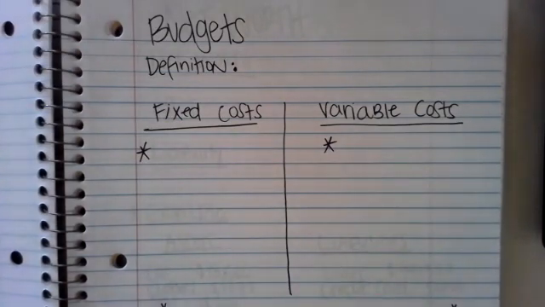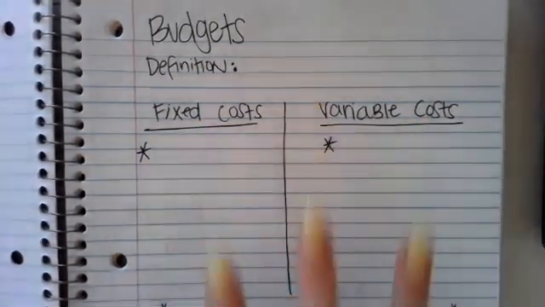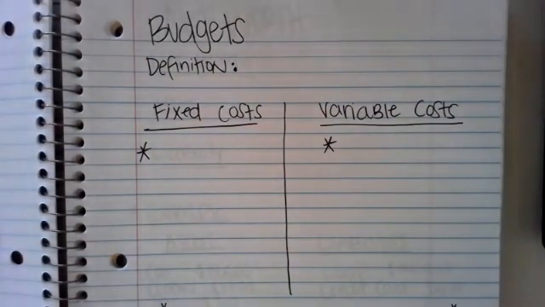So the definition, actually, you know what, before we get started, if you want to go ahead and pause this video, we're going to go over the definitions. We're going to go over the two different categories of a budget, and then we're going to do an example down at the bottom of this page. Pause this video and copy down this format real quick, and then we'll get started.